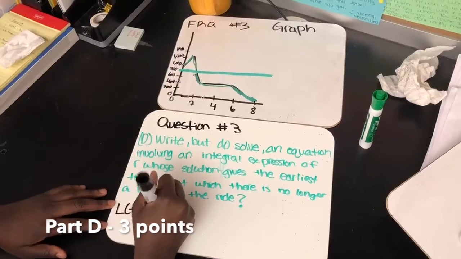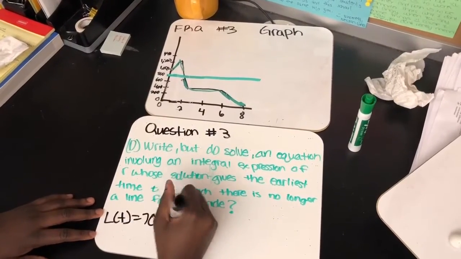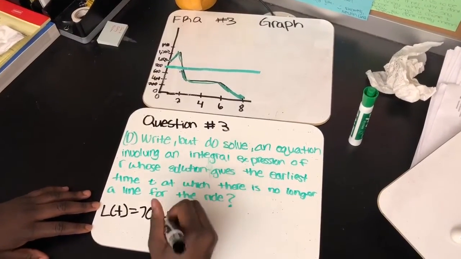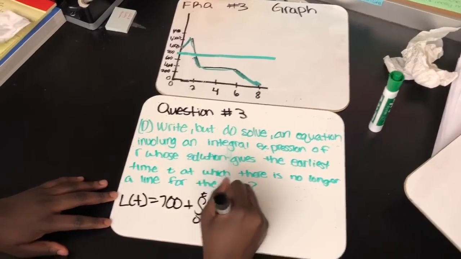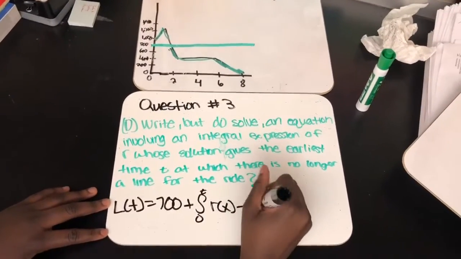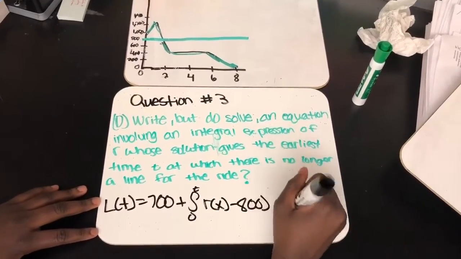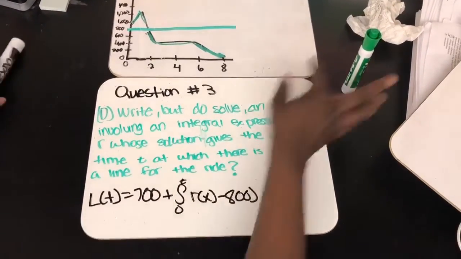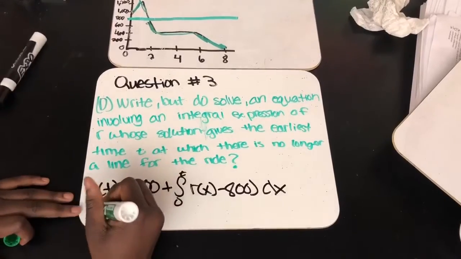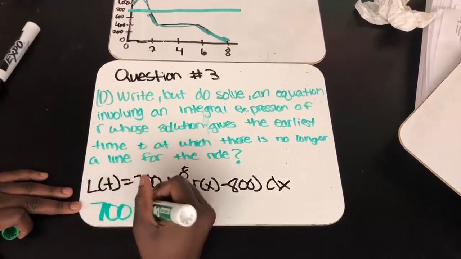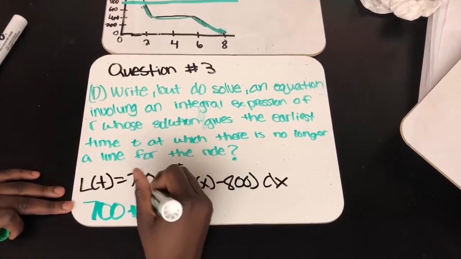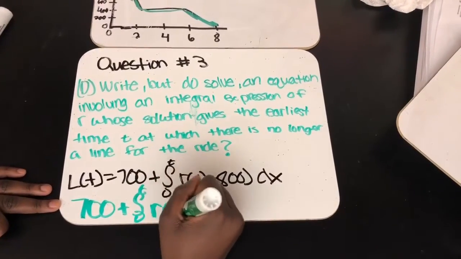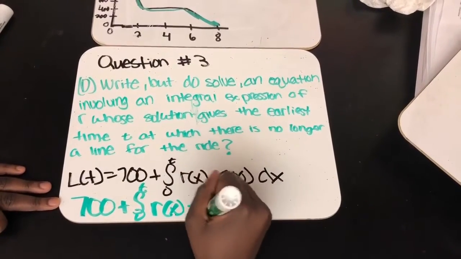So for question D, the problem writes, write but do not solve an equation involving an integral expression for r whose solution gives the earliest time t at which there is no longer a line for the ride. So for D, you have to write the equation L of t is equal to 700 plus the integral of 0 to t r of x minus 800 parentheses d of x.